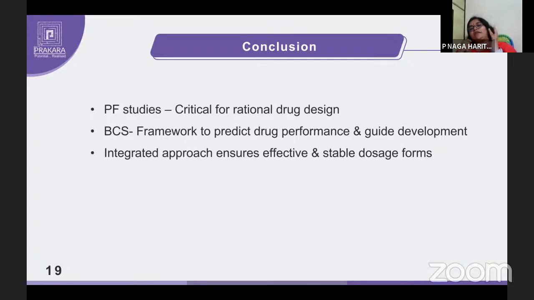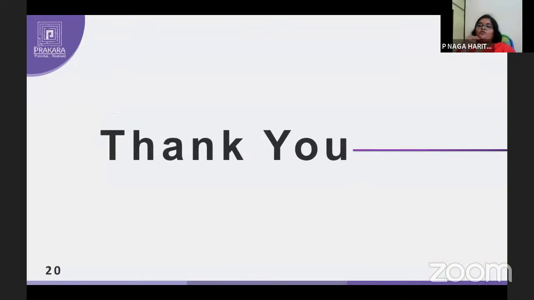So this is why we need to study pre-formulation and, at the same time, the BCS classification of the drug, and how important it is in designing a very effective and safe dosage form. With this, we have seen all the properties that are related to pre-formulation, stability, as well as the BCS classification of the drug.